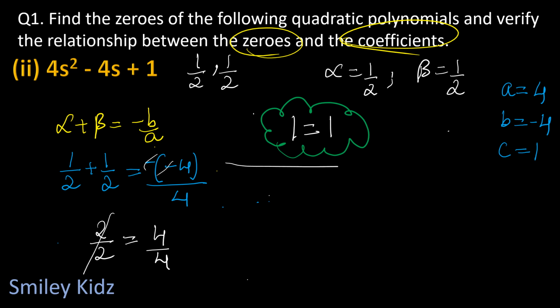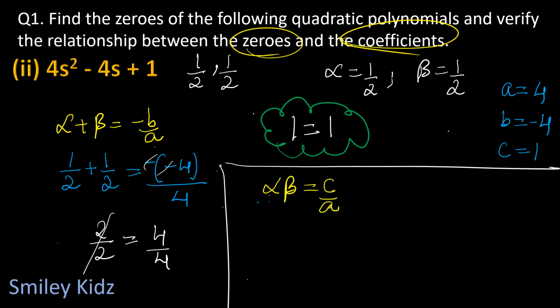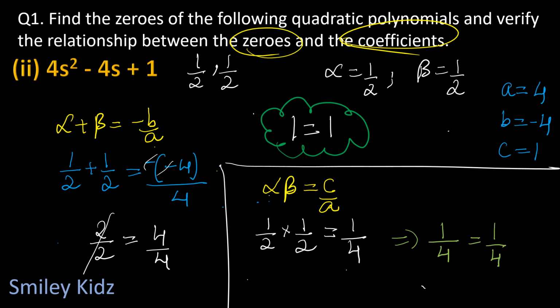Now, we're going to find out the product of the zeros and its coefficients. Now, what is the product of zeros? Alpha beta is equal to c by a. And we know that alpha is 1 by 2, beta is also 1 by 2. So, it's going to be 1 by 2 times 1 by 2 is equal to, what is c? 1. By what is a? 4, isn't it? Now, 1 by 2 times 1 by 2 is nothing but 1 by 4. 1 by 4 is equal to 1 by 4. So again, we have successfully verified the relationship between the product of zeros and the coefficients. So this is how we're going to verify the relationship between the zeros and its coefficients.